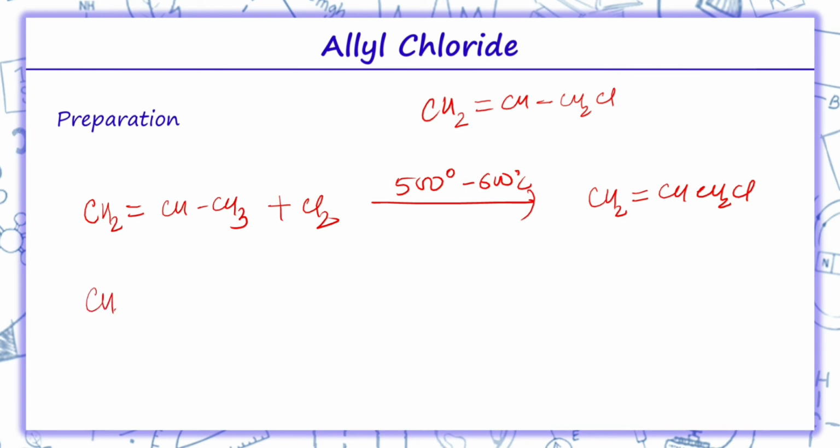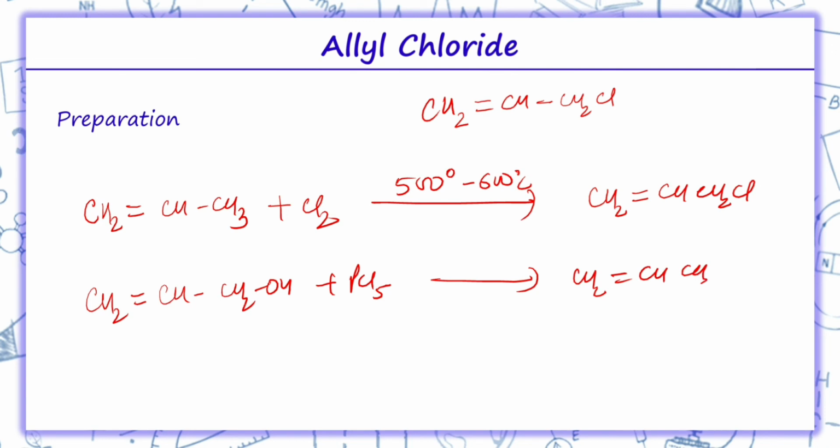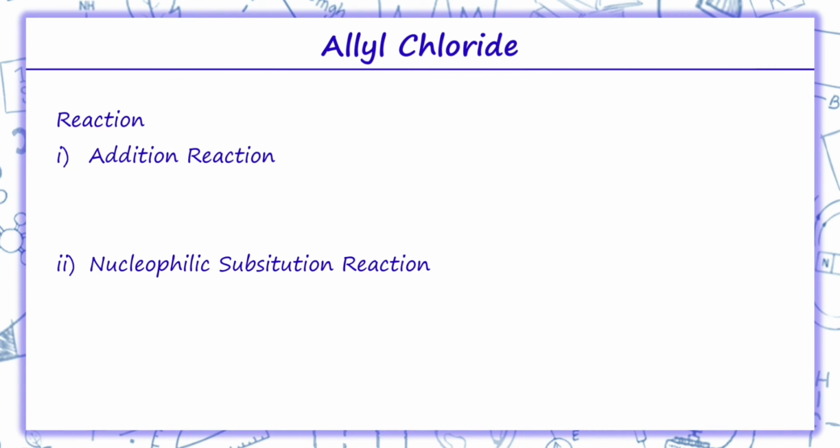Similarly, allyl alcohol, that is CH2=CH-CH2OH, on reaction with PCl5 forms CH2=CH-CH2Cl plus POCl3 plus HCl. So this is how we prepare allyl chloride. Now, allyl chloride shows two types of reactions: one is addition reaction and the other is substitution reaction. So, addition: we have CH2=CH-CH2Cl.